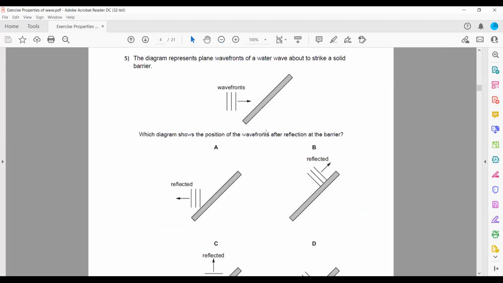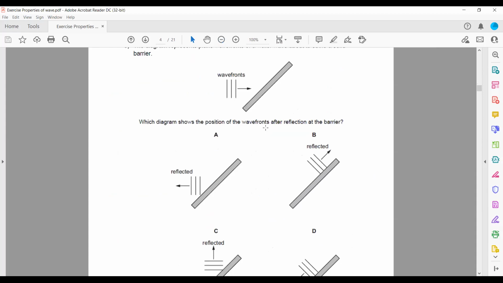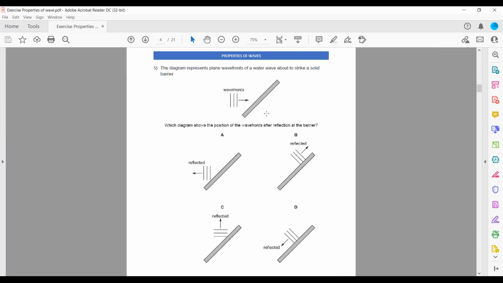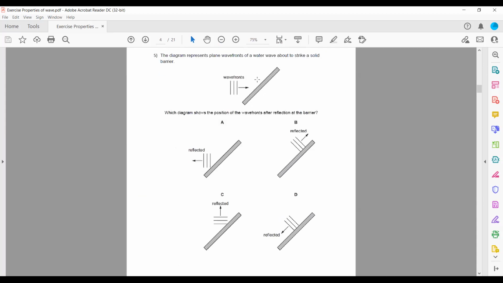The diagram represents a plane wavefront, as you can see here. Which diagram represents the reflected one, like which direction it will reflect, A, B, C, or D? It changes the direction. This is the direction in which the waves strike and then it will bounce back. So yes, you can use a screen annotation. So C is the right answer.